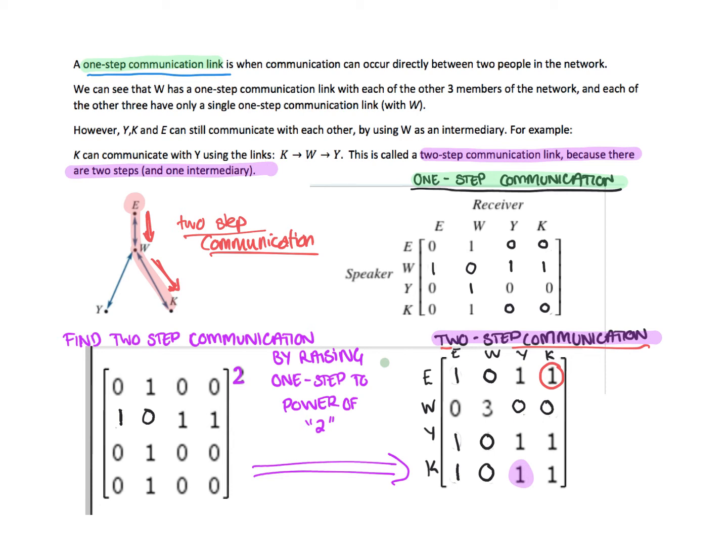So how we can quickly get the 2-step communication matrix is by using our first communication matrix. We would have set this one up, which we did, and if we want to get this one down here, all we have to do is square it. You remember we've done a little bit, raise it to the power of 2, and you'll end up with this 2-step communication matrix.